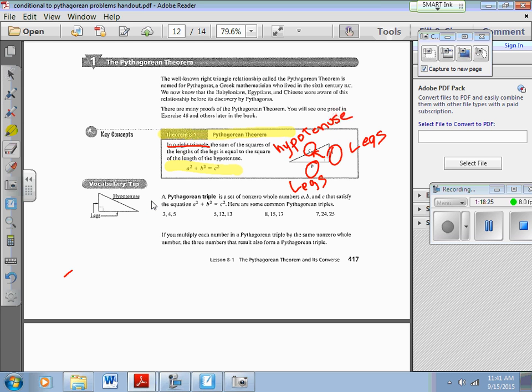All right. So now, you've got the Pythagorean theorem, you've got your legs, you've got your hypotenuse. If something is a Pythagorean triple, they'll give you three numbers. The biggest number should always be your C, your hypotenuse. The C value is always the biggest number out of the three numbers that are given.